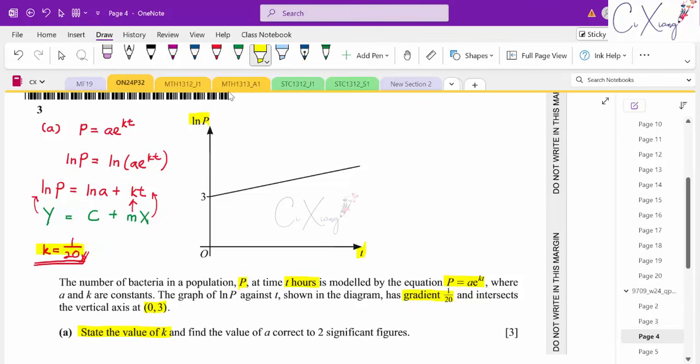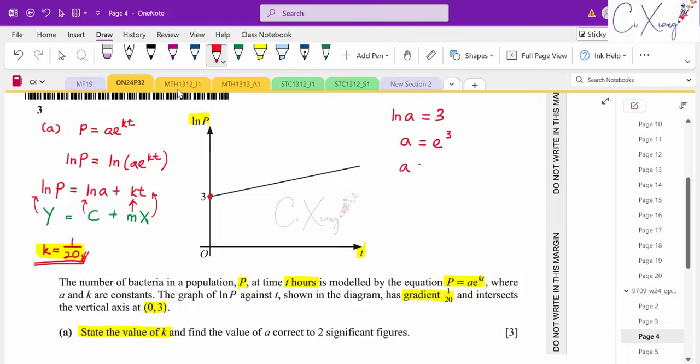Alright, then after that, how about the A? So the A, we have to compare with the y-intercept. C is the y-intercept, right? And from here, if you try to figure out ln A is equals to the y-intercept. What's the value for y-intercept here? It is actually a 3. So let it equals to 3. So A is equals to e power 3.